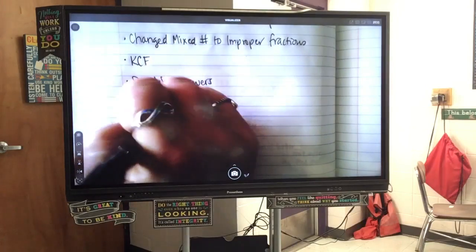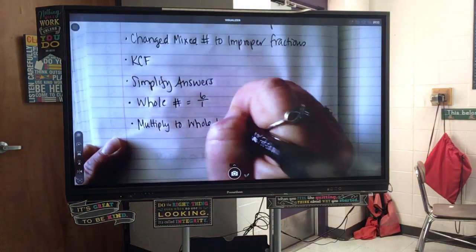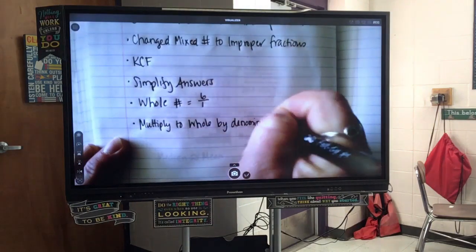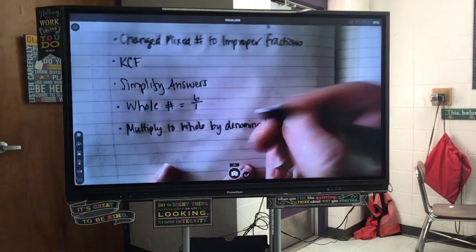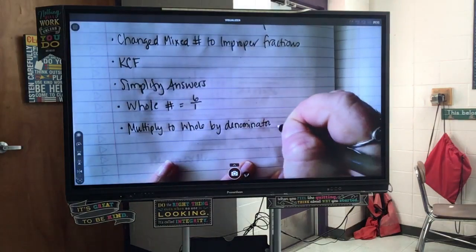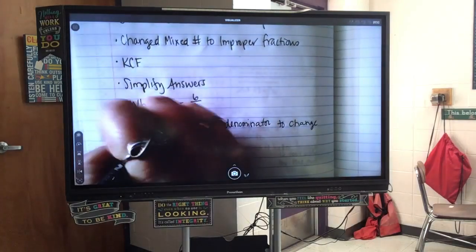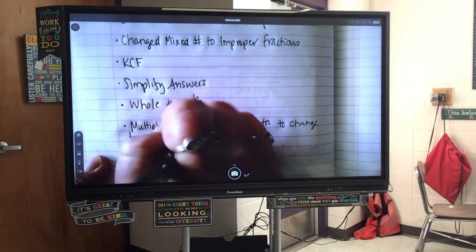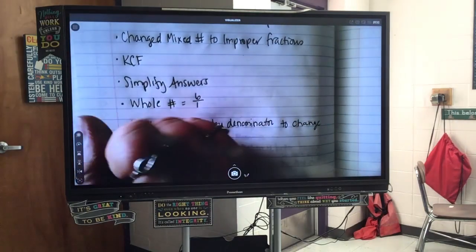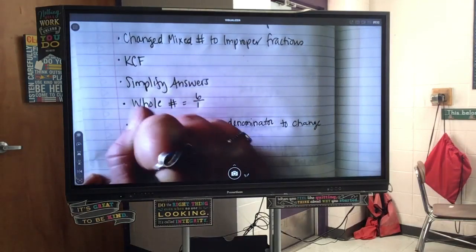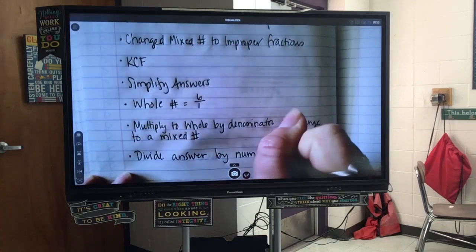Multiply the what? The whole number by... And you do that when? Okay, so multiply a whole number by denominator to change to a mixed number. All right, what else? Emma. Divide answer by numerator. Divide answer by numerator. For what?